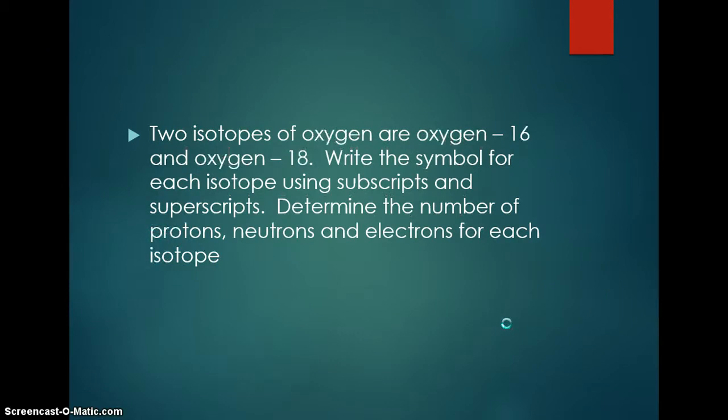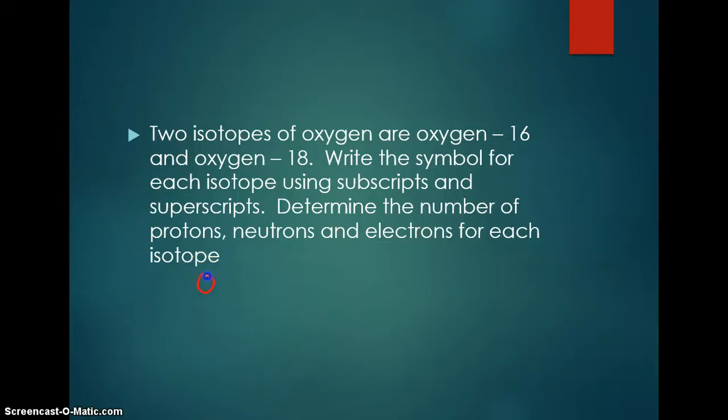So let's try another sample problem. This time we're going to look at oxygen. And there's oxygen 16 and oxygen 18. So again, it wants us to write the symbol for each isotope using subscripts and superscripts, and then determine the number of protons, neutrons, and electrons for each isotope. I suggest that you pause this video right now and try this on your own, and then play it and check your answer.